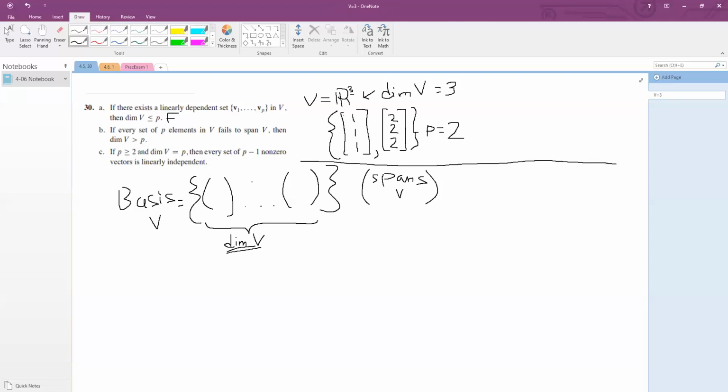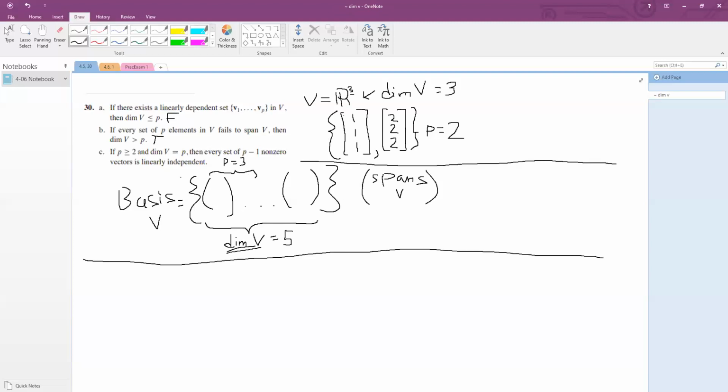So maybe P is, I don't know, the first 3 elements in here, and maybe the dimension of V is 5. We cannot come up with 3 elements that would span this entire space. We might need, in this case, 2 more. But basically the point of it is if you can't span it, then the dimension's going to be bigger. So this is going to be true.